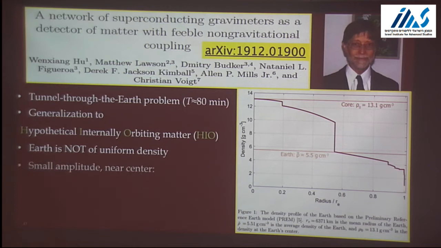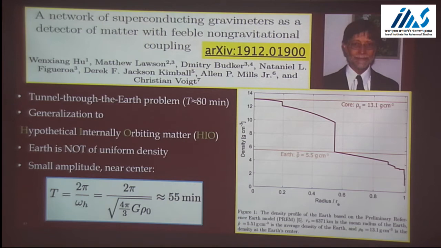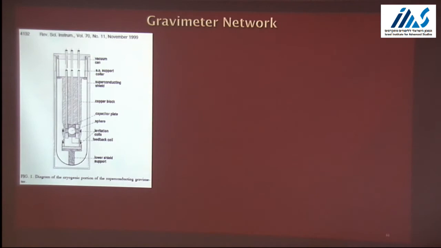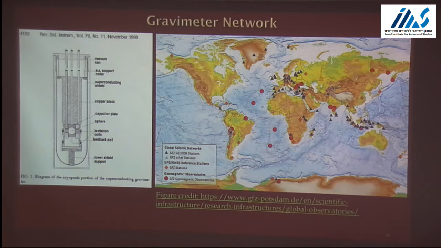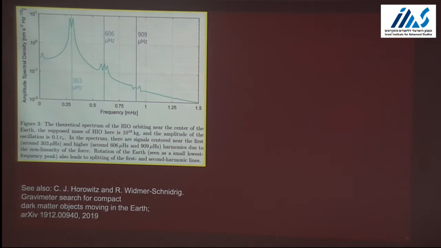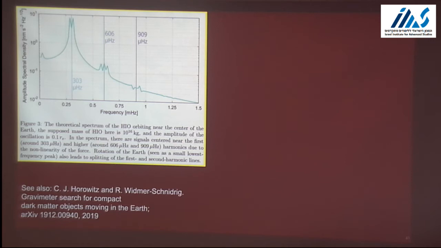This is the very, very complex formula from sixth grade for the period. Good. So this is the network of gravimeters. It's called IGETS for some reason. There are about 40 of these operating currently, and in our analysis we use maybe 400 station years of data. We had a summer student who did some nice modeling of the spectrum.